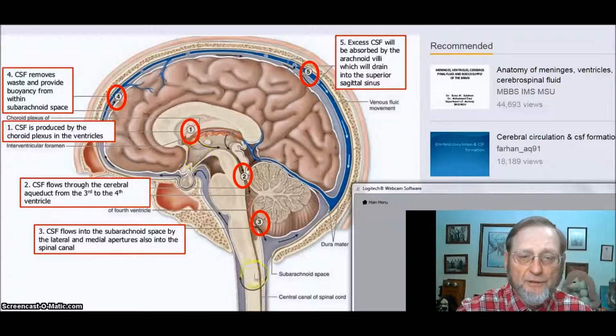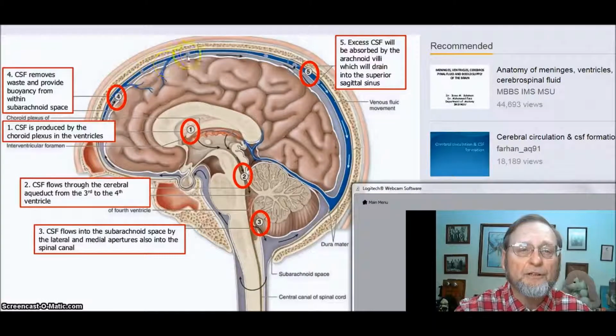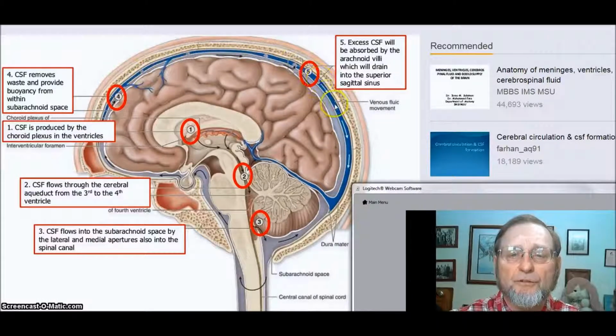And of course it's bathing all the cells in the veins, in the brain really. And then it follows them into the subarachnoid space, if you follow the arrows, around to the venous flow. This blue area is the venous flow, which has from the arachnoid membrane a bunch of microvilli, just like in your intestines. And inside those are veins. And so this fluid is absorbed there to get back into the bloodstream. It doesn't go through a lymph system because there's no lymph nodes here.